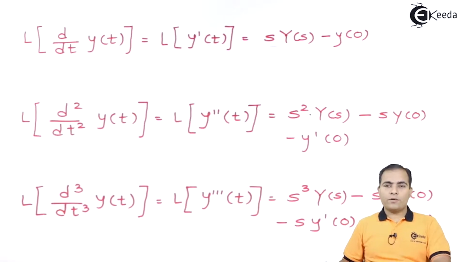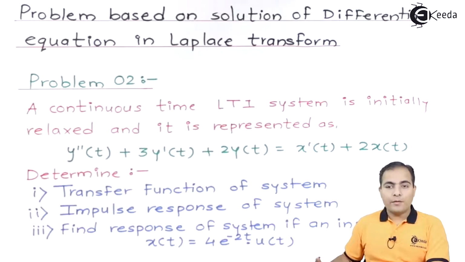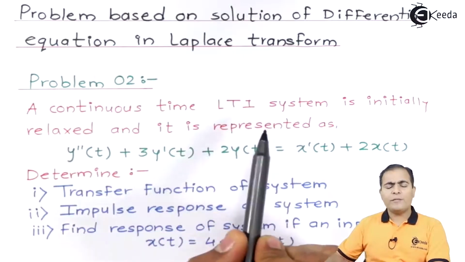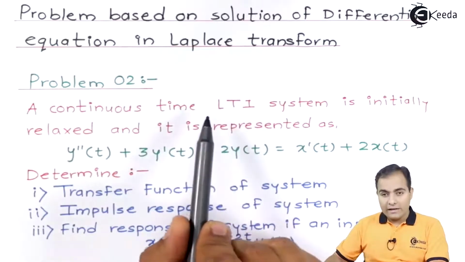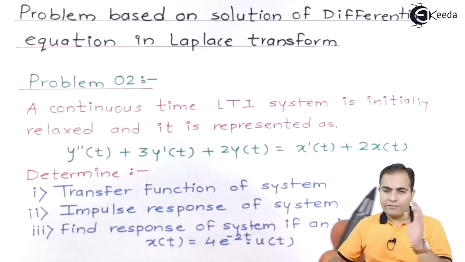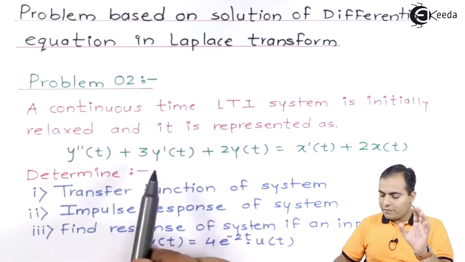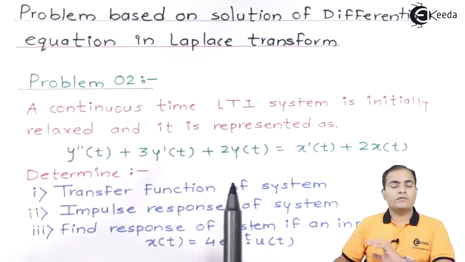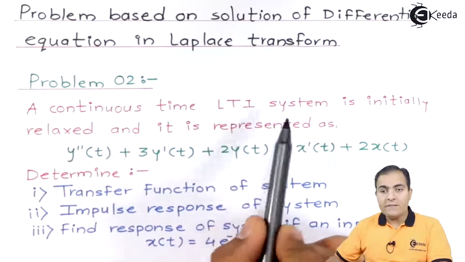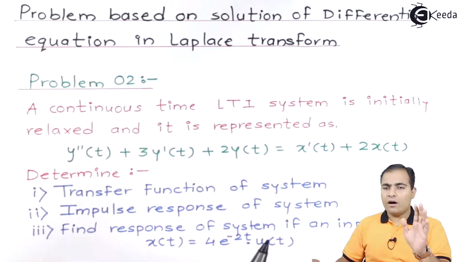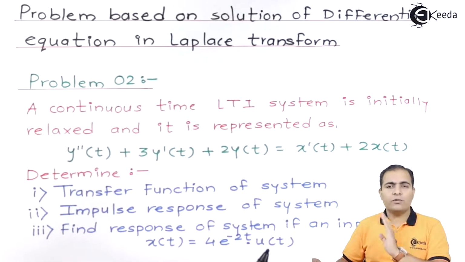So now what is important? We'll solve problem number 2. Let's see problem number 2. What is given? A continuous time LTI system. What do you mean by LTI? LTI stands for linear time invariant. Linear time invariant means what? The function is linear, which means if you perform different operations on this equation, the response will not get changed. Now the next term is time invariant. Time invariant means if you change the time value, then also the output will not be changed. It will remain in its own place.